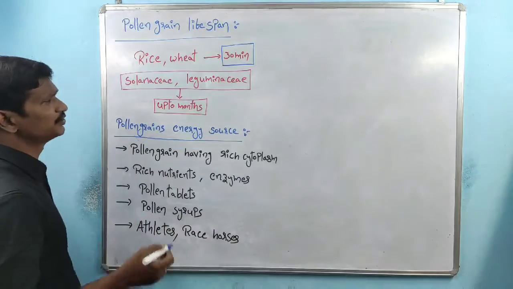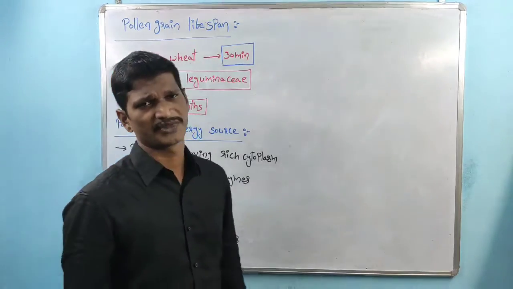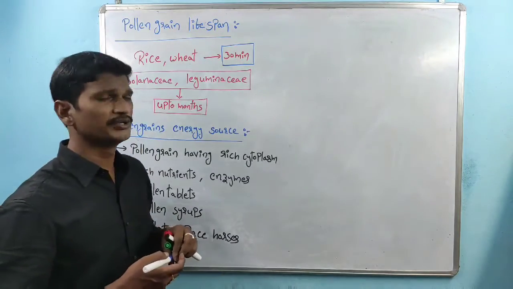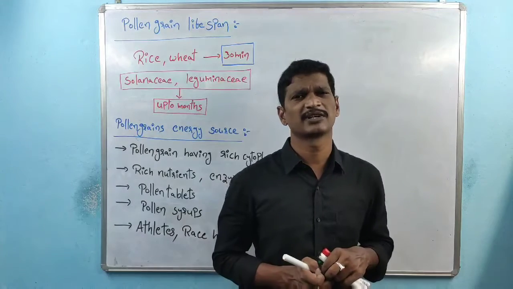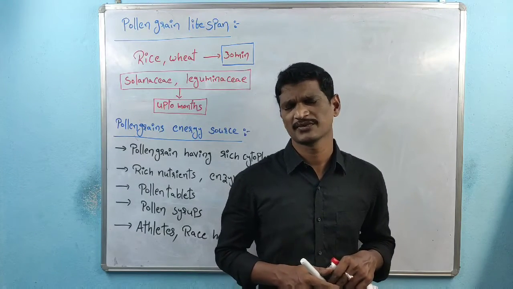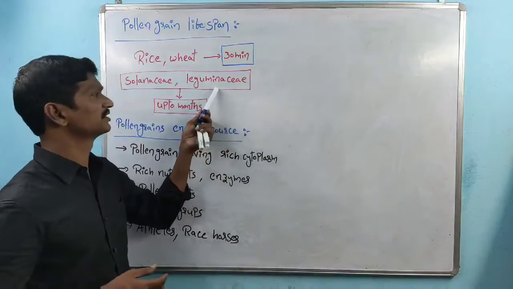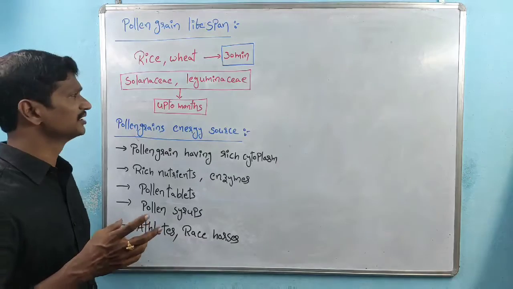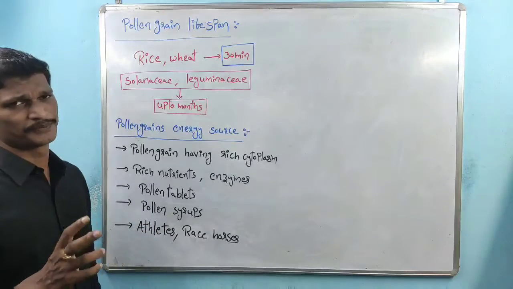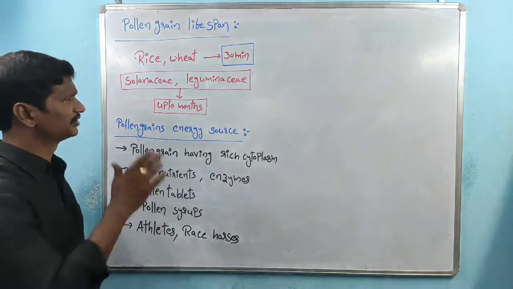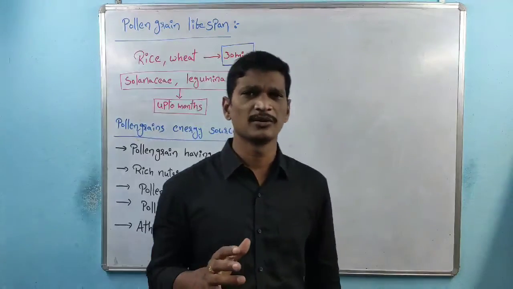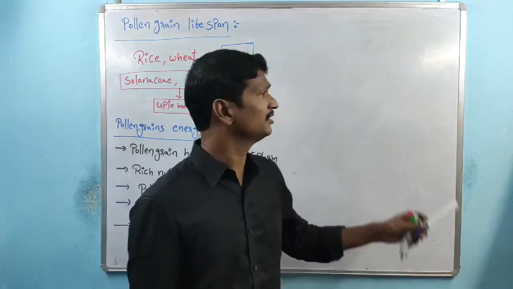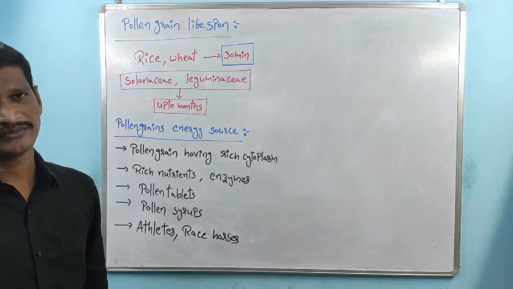And in the Solanaceae family and Leguminaceae family: brinjal belongs to the Solanaceae family, and Leguminaceae includes pulses like green gram, red gram and black gram. Within Solanaceae and Leguminaceae plants, the pollen grains maintain their lifespan up to months. But in rice and wheat, it is 30 minutes only.